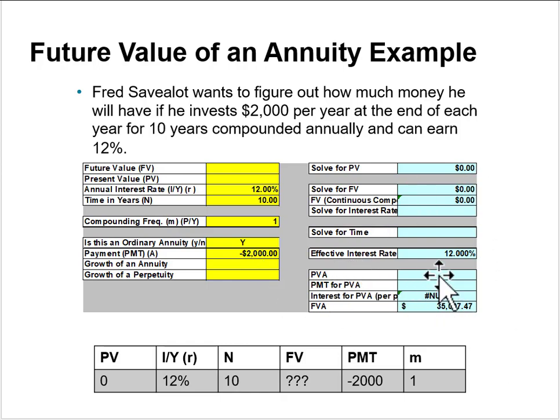So the future value of this annuity then would be $35,097. So think, what's 12% of $2,000? $240. $240 times 10 is $2,400. How did that end up being $35,000? Again, think about this. $2,000 grows annually. Every time you make the investment, that $2,000 grows for the remainder of the lifetime.